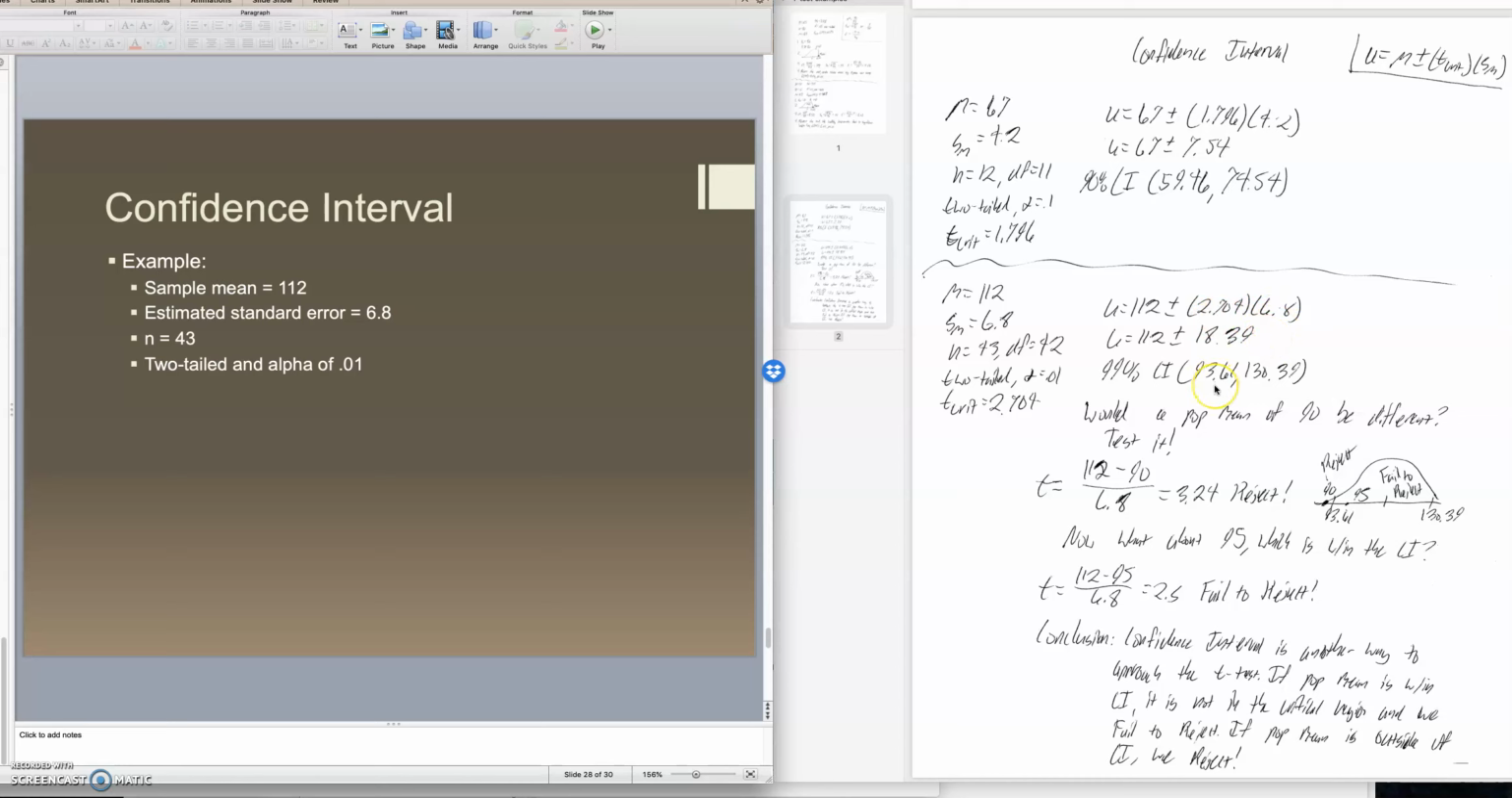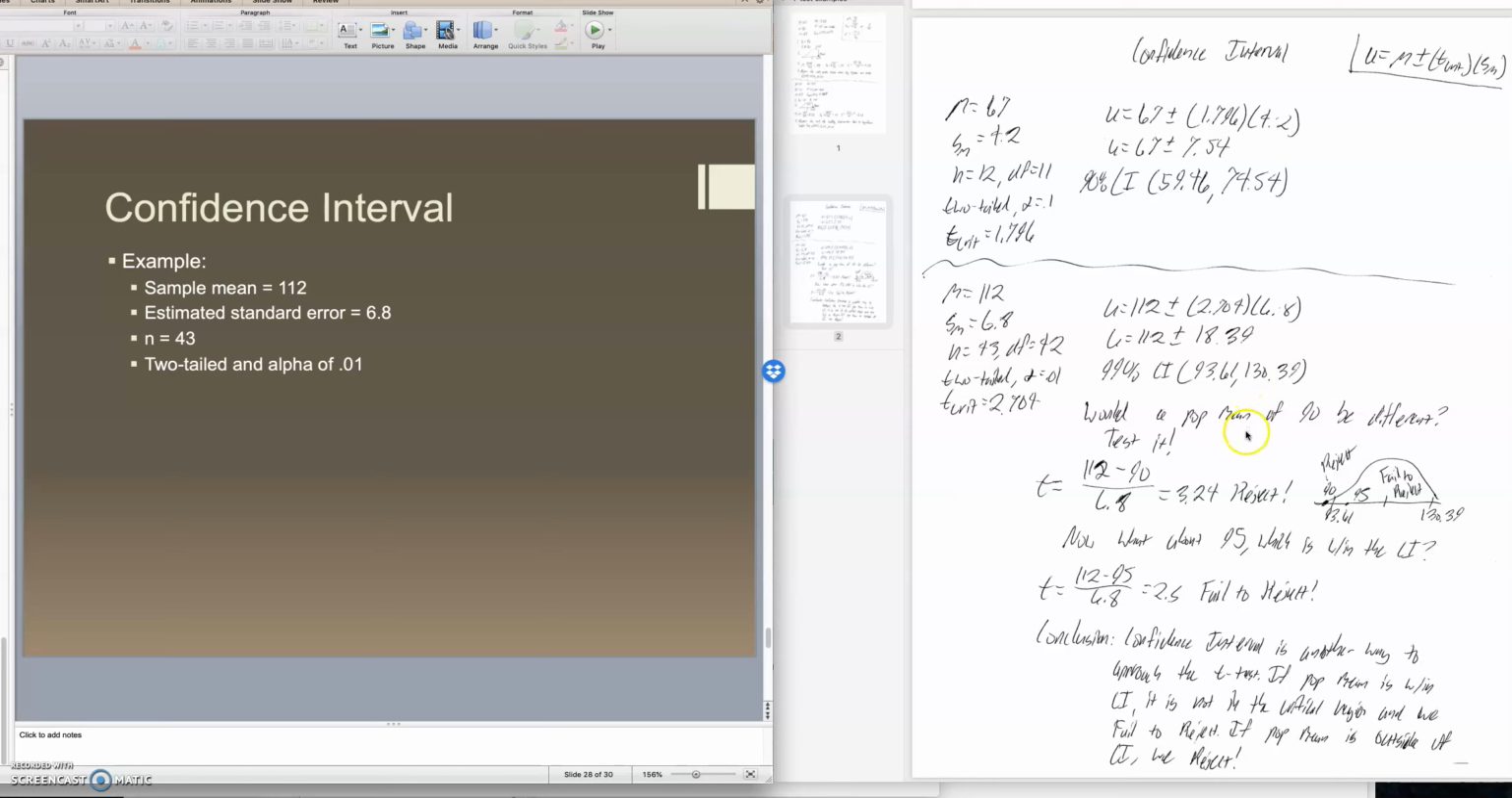Okay. On the bottom end, 93.6. On the top end, 130.4. Okay. We're 99% confident that if the null is true, it's between these two values. Again, instead of going from here's our population mean, we're sort of doing it in an opposite way. Now, the confidence interval is a neat way to approach t-tests from a different kind of perspective.